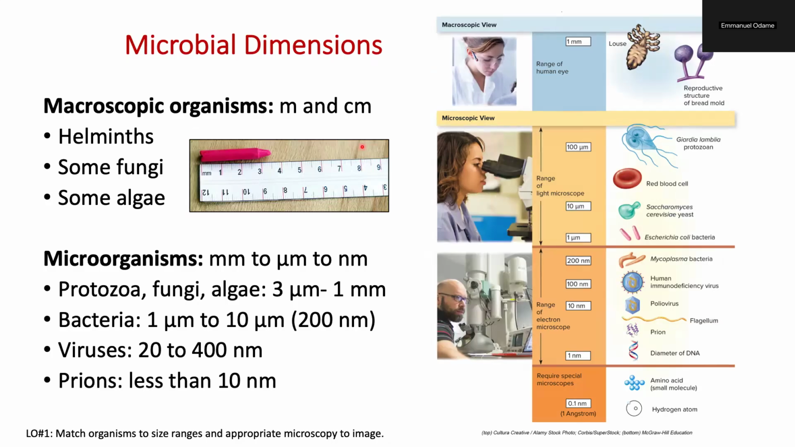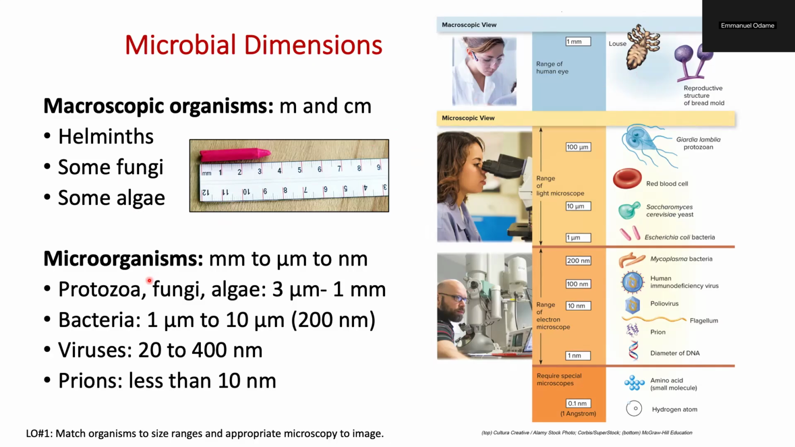So in microbiology, size really matters. To be able to tell microbes apart, we have categories for them. One category is macroscopic organisms. These are bigger organisms that are easier to see with your naked eye. They usually range within meters and centimeters. Examples include helminths, some fungi, and some algae. As you can see from this image, this scientist is able to look at, for example, a louse without the microscope.